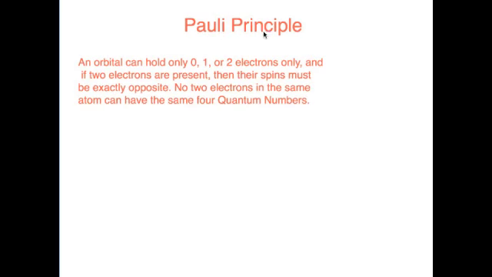Now, the Pauli principle is the final step. The Pauli principle is basically that an orbital can only hold 0, 1, or 2 electrons. And if 2 electrons are present, then their spins must be exactly opposite. No 2 electrons in the same atom can have the same 4 quantum numbers. That's the big part of it.